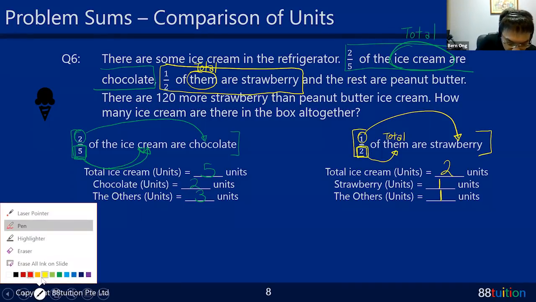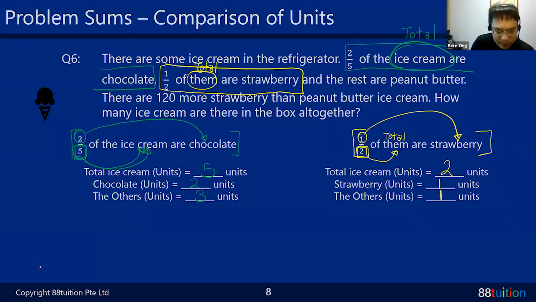The weird thing is down here. The total ice cream is 5 units. Then down here, the total ice cream is 2 units. Hey, something is wrong. So for this type of question, you have to slow down a little bit. How can one fraction tell you that the total is 5 units, and the other fraction tells you the total is 2 units? Something is wrong.